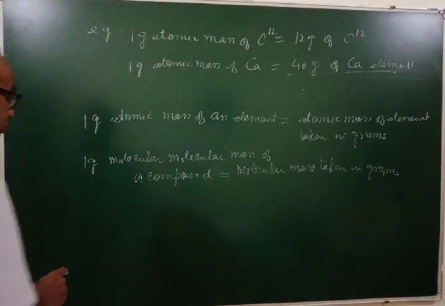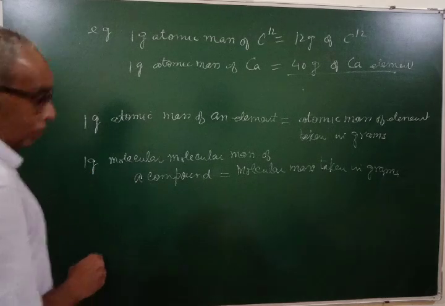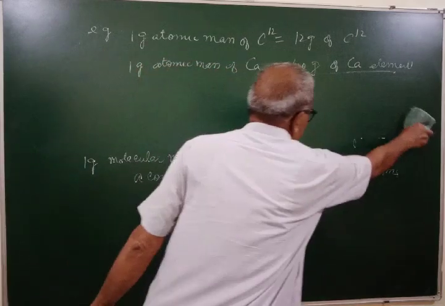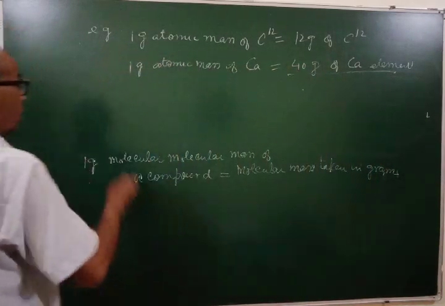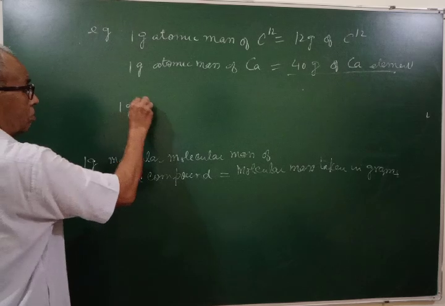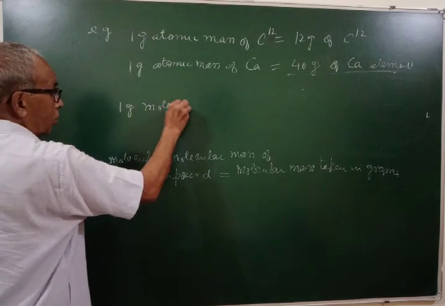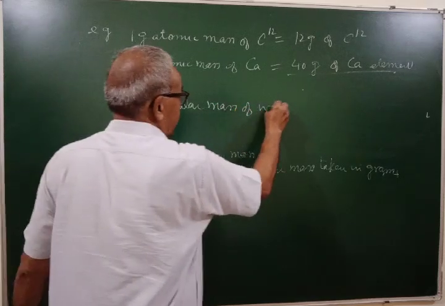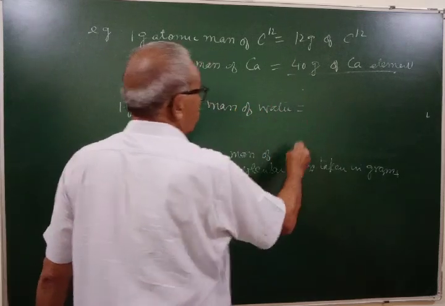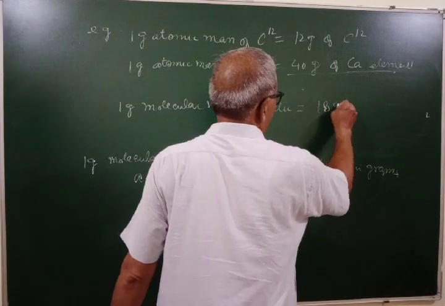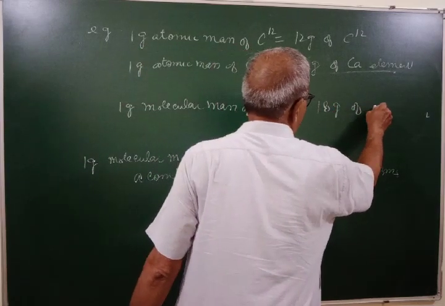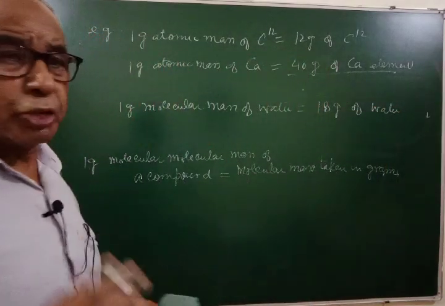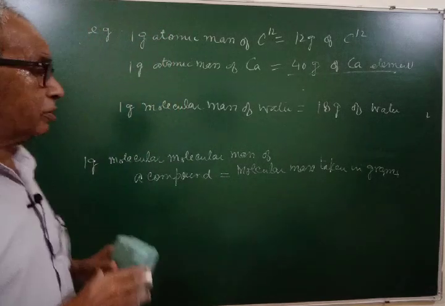The same way, 1 gram molecular mass of water is equal to 18 gram of water. So this is the definition of gram atomic mass.